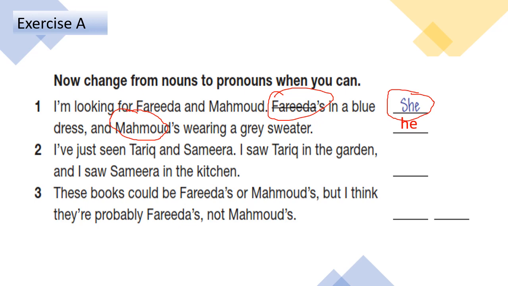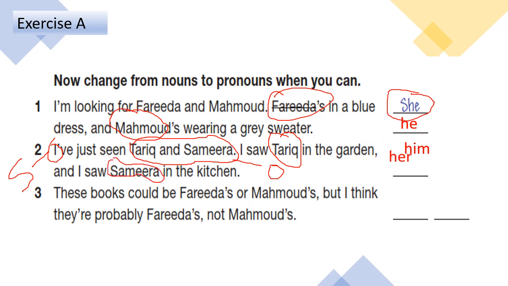Again. I have just seen Tariq and Samira. So I is the subject. Remember, I is the subject. So Tariq and Samira are objects. Thank you very much. So I saw Tariq. We can replace Tariq with what? Thank you very much. I saw him, and we can replace Samira with her.